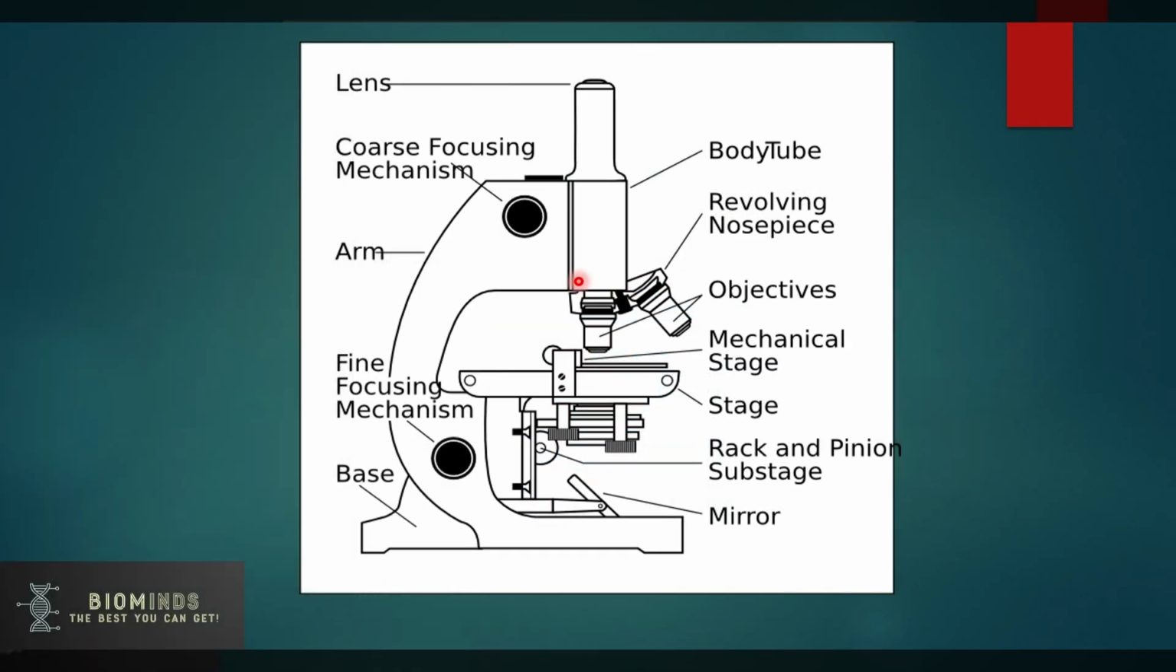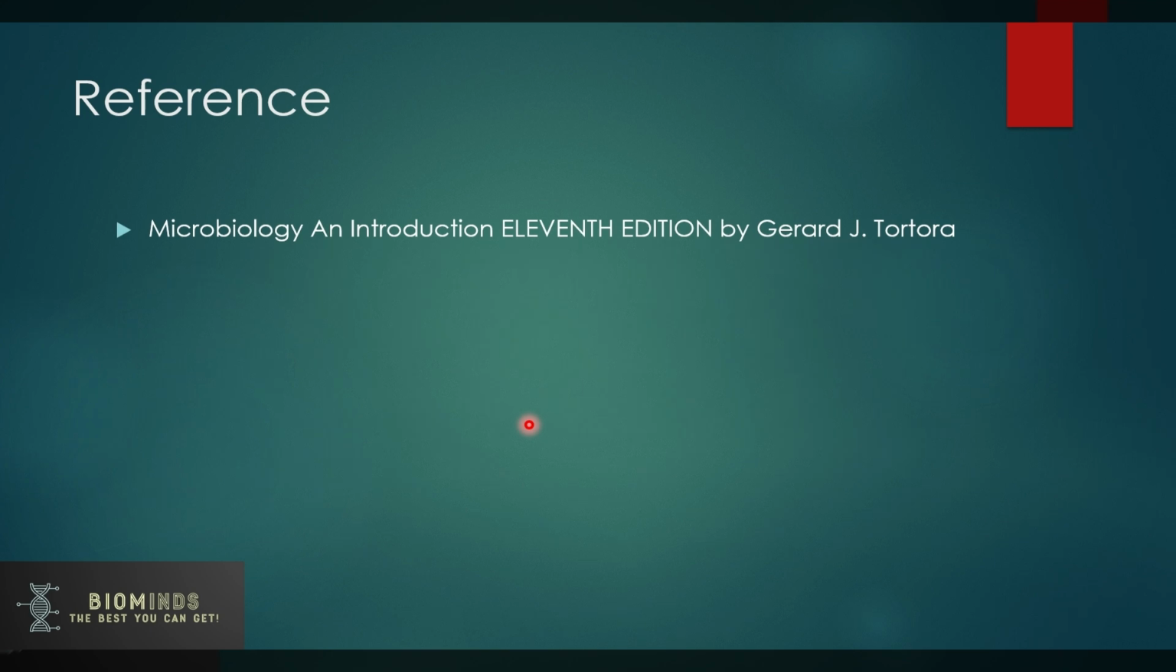Okay, so this is the basic diagram of the compound light microscope. So these are the important parts of the microscope, the important principles behind the compound microscope. Okay, so I hope this is the reference.